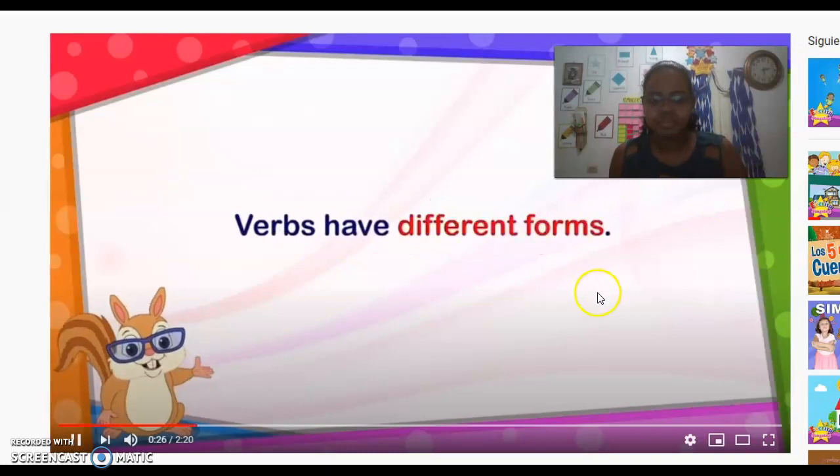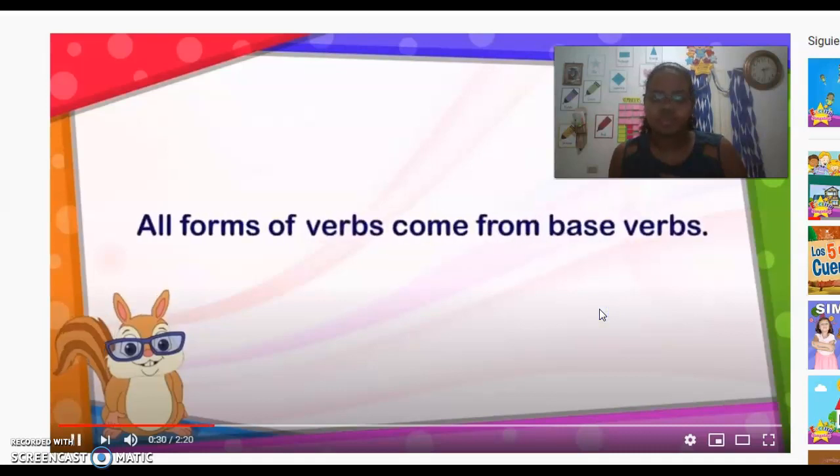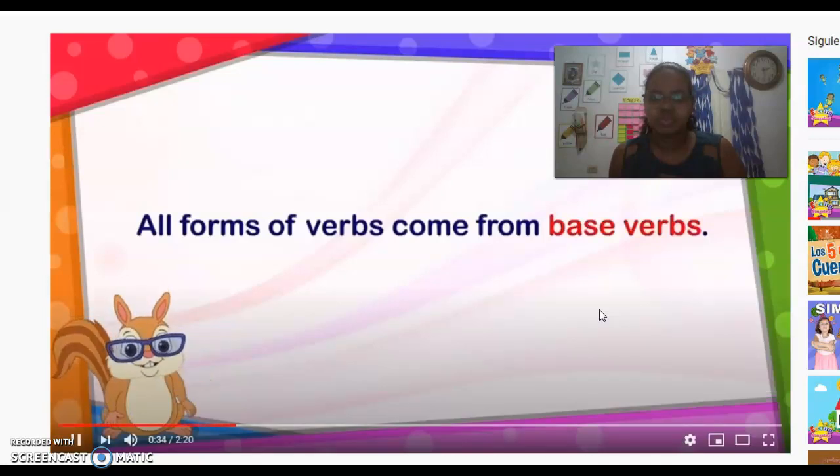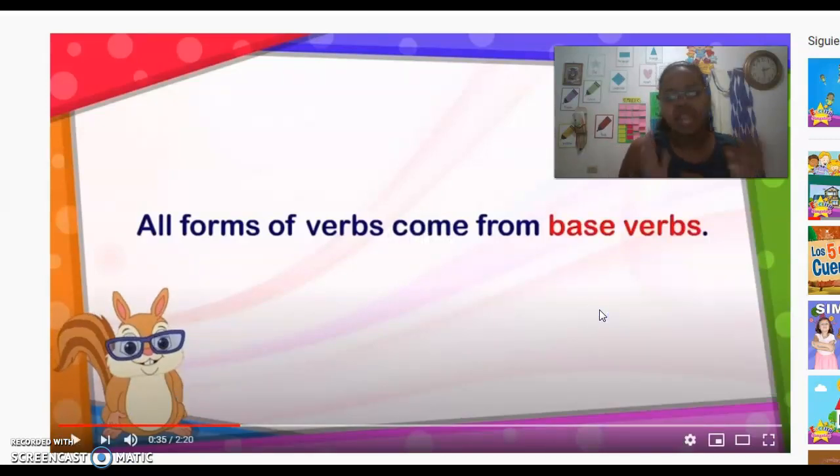Verbs have different forms. All forms of verbs come from base verbs. We have the base verb, and all the forms of the verbs are forms that come from the base form. So we have the base form, and the other forms are when the verb is changing depending on the tense.